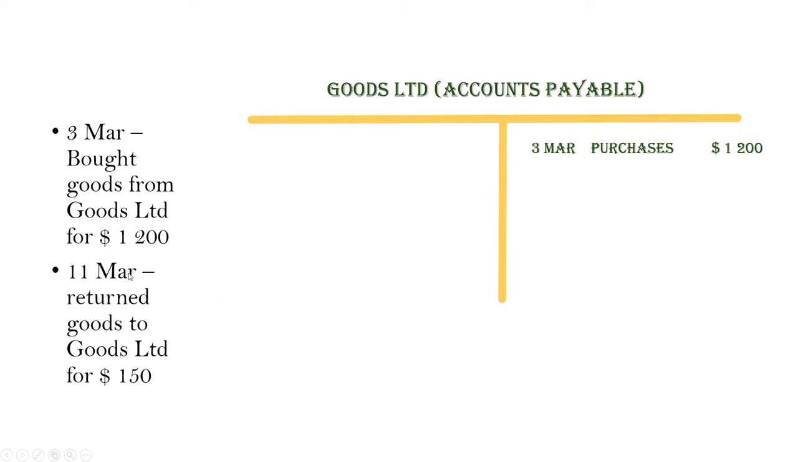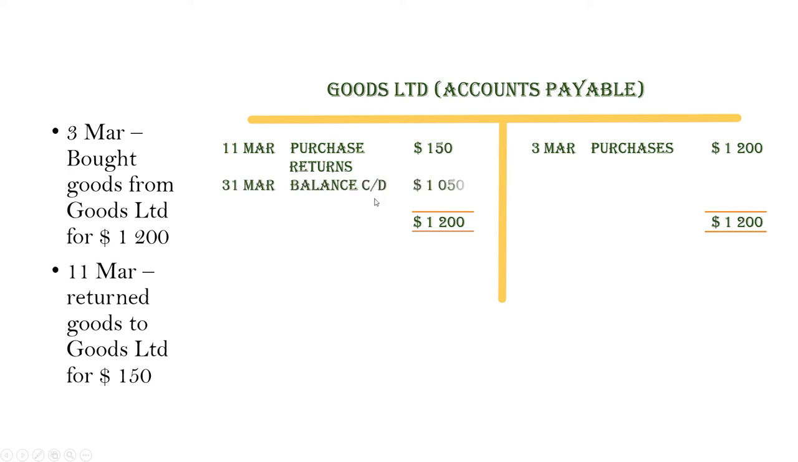Okay, and on 11th March, we returned some goods back to him. So he's getting back his money. I'm going to put it here. Purchase returns. All right. Note that we need to make sure that both sides tally. I have 1,002 on the credit side. That means I have to have also 1,002 on the debit side. How can I do that when I only have 150? Well, I'll include the balance, and I'll call that the balance carry forward, balance C/D. Okay, that way both sides will be 1,002 when you add them up.